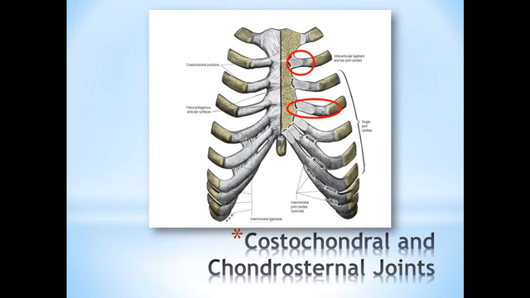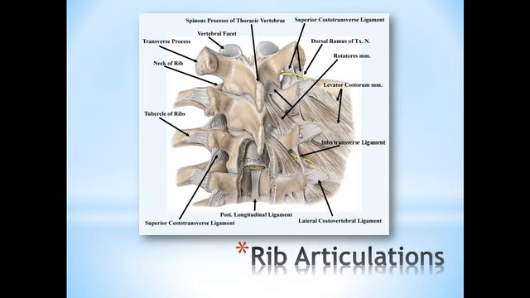Now the typical costovertebral joint is divided into cavities by the interosseous ligament, or the intraarticular ligament. And that ligament extends from the crest of the head of the rib down to attach into the annulus fibrosus of the intervertebral discs.